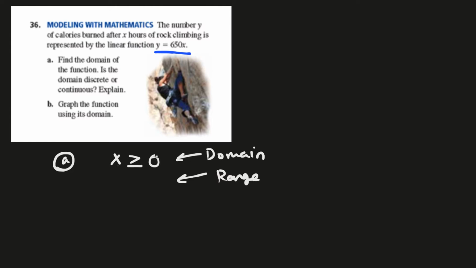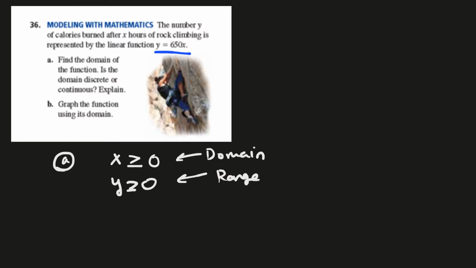The range is dependent, so it's a dependent variable. It's dependent on the domain, and if x is greater than or equal to 0, y is actually going to be the same thing, greater than or equal to 0. Because if x is 0, then y is 0. If x is 1, y is 650. If x is 0 point something, it can also be a decimal. That means we would essentially have a fraction of an hour, which is completely valid. We can have, for example, 0.1 hours, or 10% of an hour. Well, 10% of an hour is 6 minutes, right? 6 minutes. So yeah, we can have a value that's in between the whole numbers.